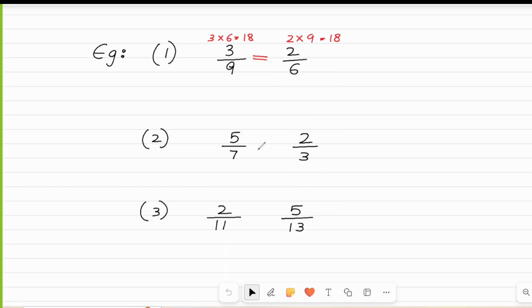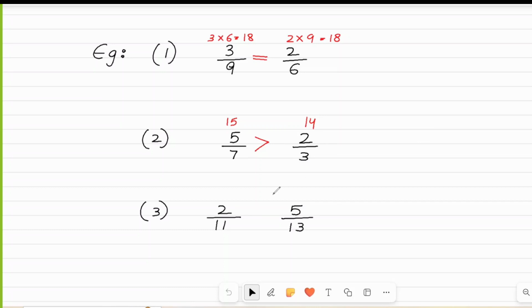In the second case, 7 will be multiplied with 2, that is 14. 5 will be multiplied with 3, that is 15. So in the second case, we can see the left hand side is greater than the right hand side. That means the left hand side fraction is greater than the right hand side fraction.